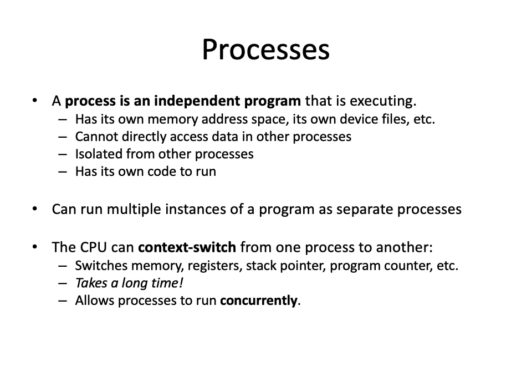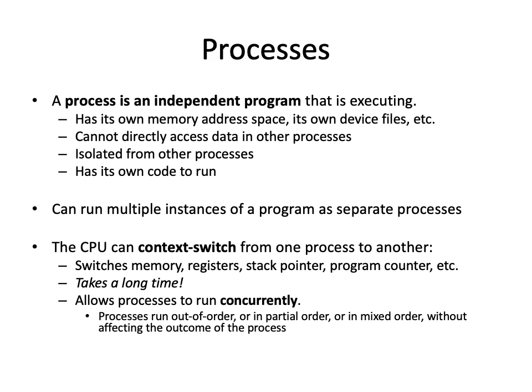So for instance, if I have one program that I'm running for a long time, you could be running another program on the same computer that's also running for a long time. There could be a lot of different processes all running at the same time. Now, on a single core machine, they're not actually going to be running at the same time. They're going to be taking turns. These processes could run out of order, in partial order, or mixed order, but ultimately the operating system is going to make sure that they'll get the same answer no matter who went in what order.